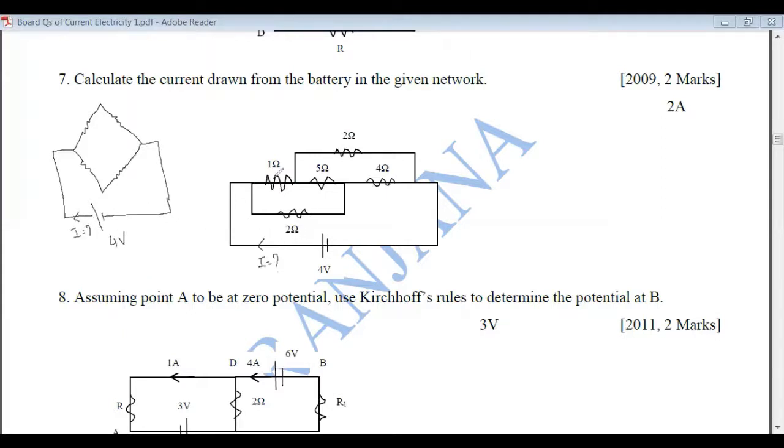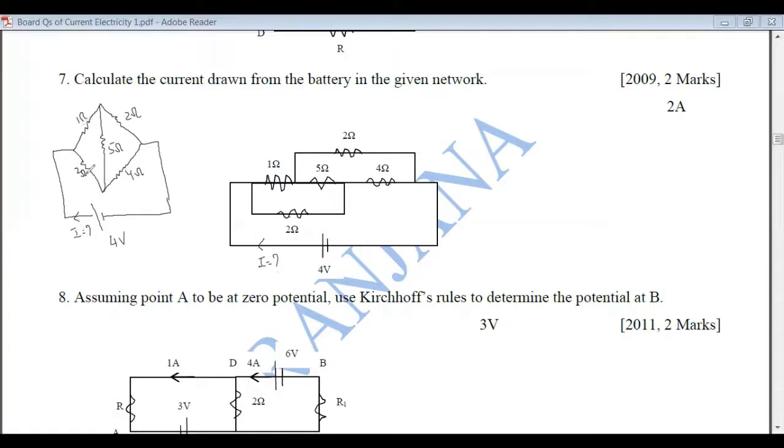Now here you see that 1 and 2 ohm are in parallel to each other. Why? Because the current from the positive terminal is dividing in these two branches. The same way from the negative terminal, the current is dividing in 2 ohm and 4 ohm, and hence this 5 ohm resistance is along the diagonal of it.